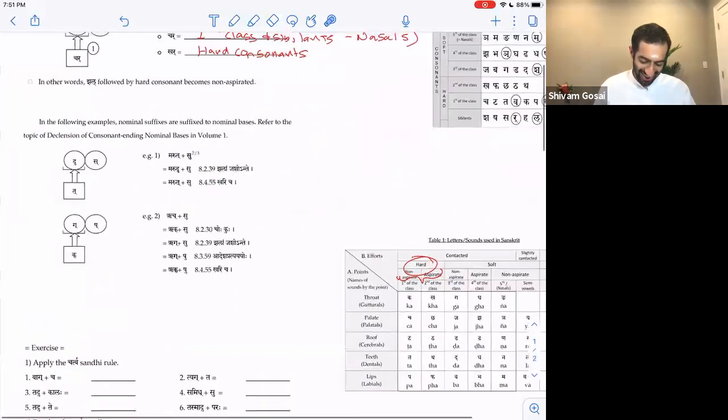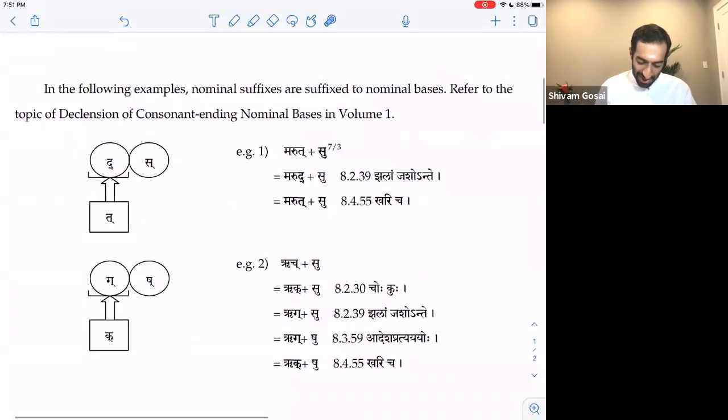Moral of the story is that marut becomes marud, and then it goes back to marut. So in case you were curious and you wanted to do some mental gymnastics, this is why you get marutsu, because of this sandhi here. Even though that is in the pada section, this still becomes marut. It goes back to marut.